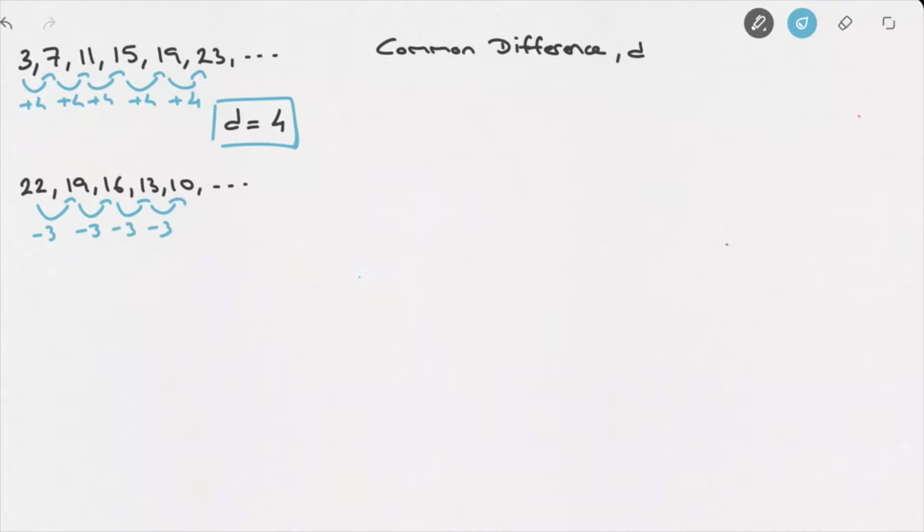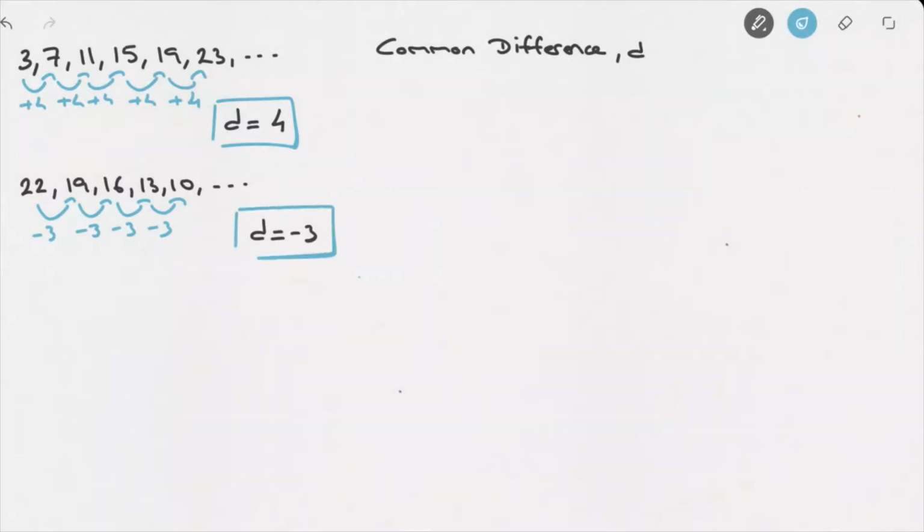But now it's important to remember that when we say we're subtracting 3, that means exactly the same thing as we're adding negative 3. So for this particular sequence, the common difference D would be equal to negative 3. And again, I'll just box that.